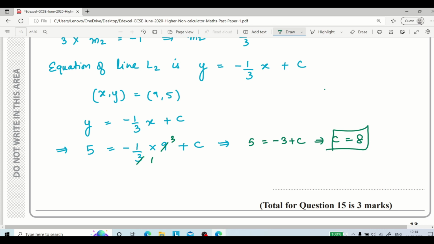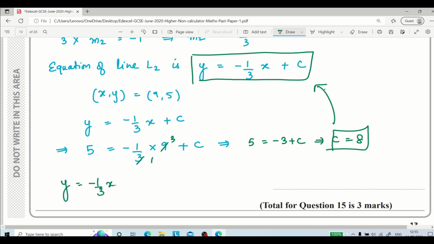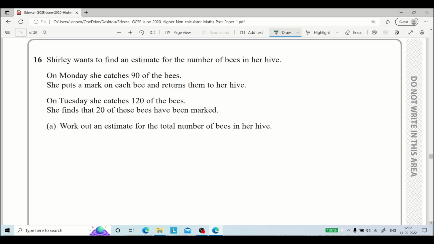And you're done. Now you're just going to substitute the value of c equals 8 in this equation. So y is equal to minus 1 upon 3x plus 8 is your equation of the line. This is the equation of line L2. That is your final answer: y is equal to minus 1 upon 3x plus 8. And you're done. Okay, so moving on to our next question, question 16.